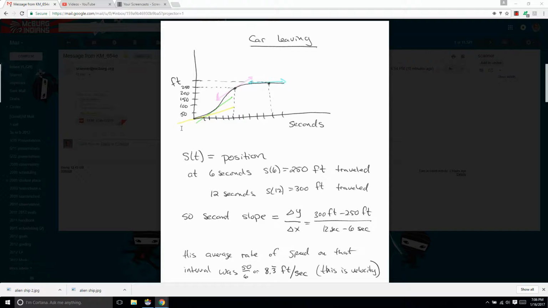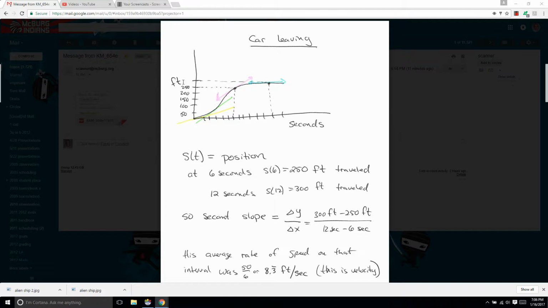But let's look at the changes in velocity. Number one, the yellow line. He starts off and the velocity is somewhat slow. It's not as steep a slope. The green velocity, he is now probably at the height of his velocity here. And then at some point in time here, he starts slowing back down and the slope gets less.